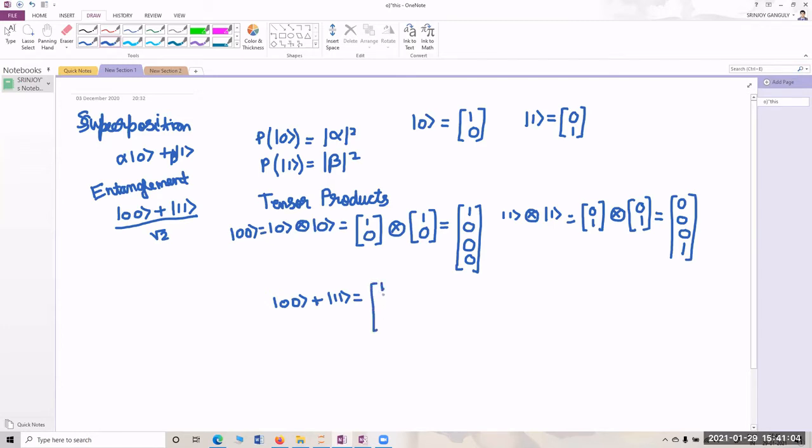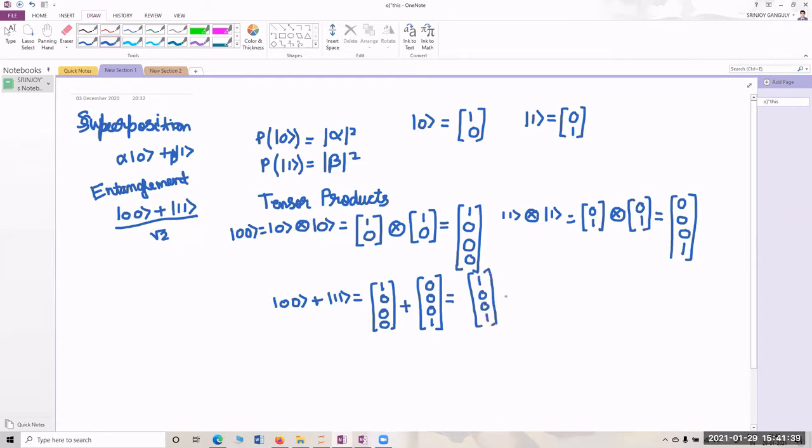will be 1, 0, 0, 0 plus 0, 0, 0, 1. And now, if you see, you are getting this state 1, 0, 0, 1.